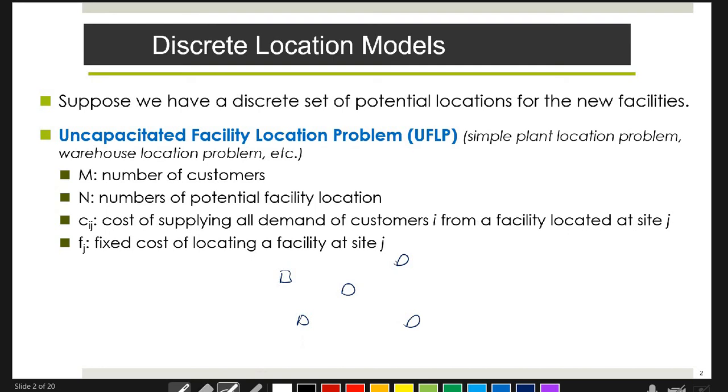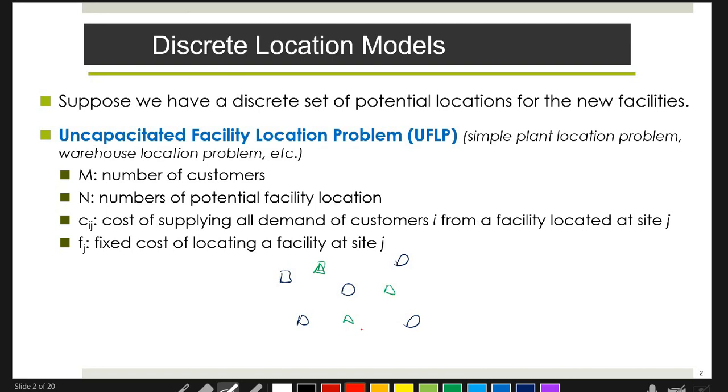But in some questions, they are different from each other. The customer locations are different, and the alternative facility locations are also different. So I am representing the potential facility locations with the green ones, and the customer locations with the blue ones. And what we try to do is select a subset of these alternative or potential locations. It can be 1, it can be 2, it can be n. You can select depending on the question, of course.